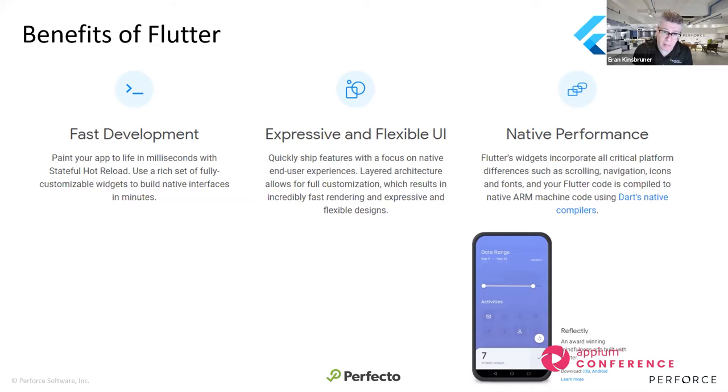I talked earlier about the Material and the Cupertino design. These are the enablers of the expressive and flexible UI. And I will soon give you some examples of Flutter-ready applications. You can see here one example that actually won some awards. That's Reflectly, but it's not the only one. And this is an award-winning application. Some of the reasons for this application to win awards are obviously the UI, UX, and the performance across the different platforms. Last but not least is the native performance.